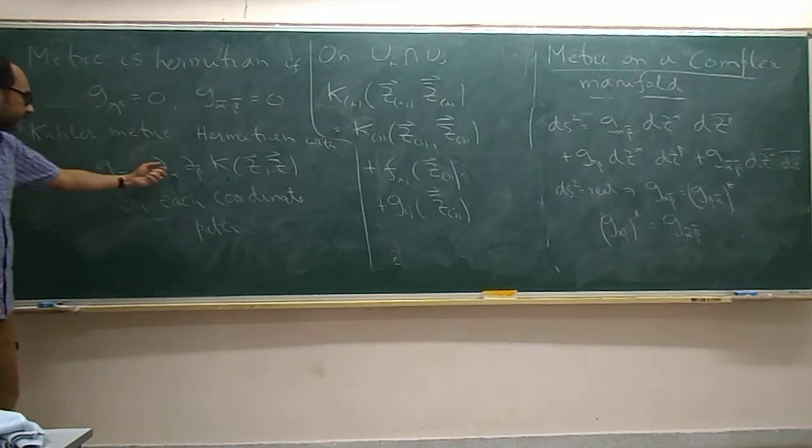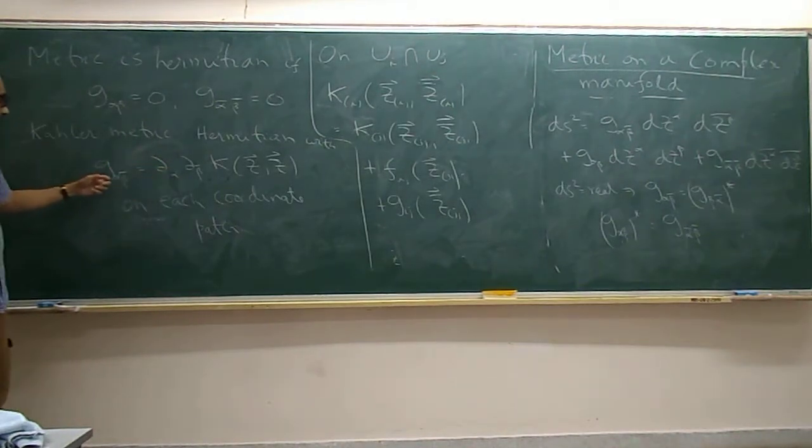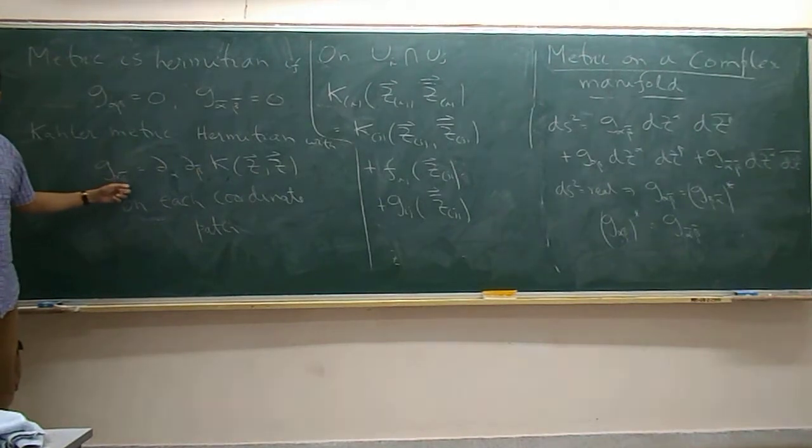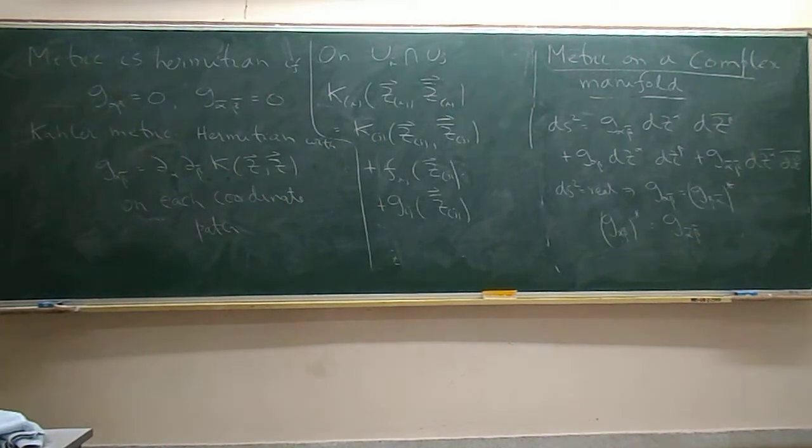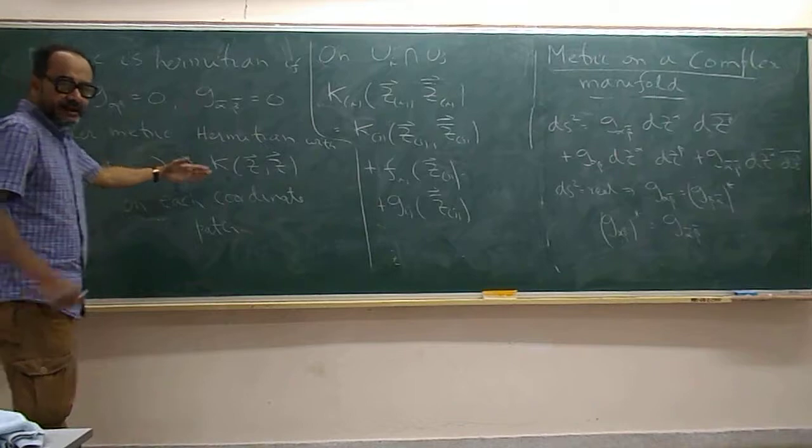See, for example, this will require that del_gamma g_{alpha beta-bar} is the same as del_alpha g_{gamma beta-bar}. That need not be the case. That's the integrability condition which may be violated. So it's not guaranteed that a Hermitian metric will always be Kähler. But a Kähler metric by definition is Hermitian and it has this structure.